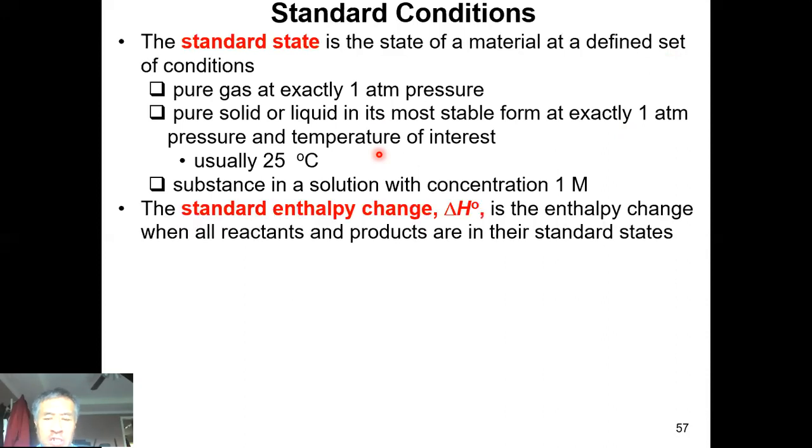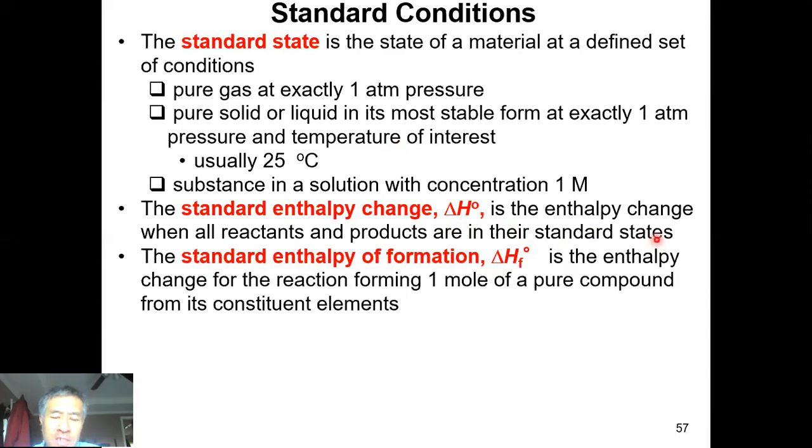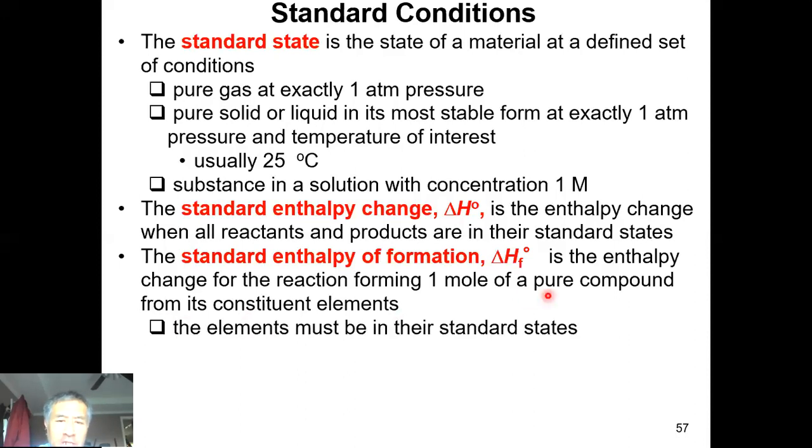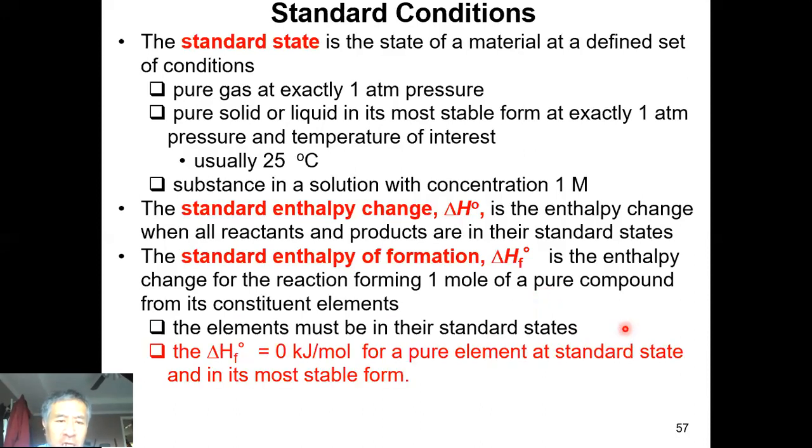The standard enthalpy change will be written as delta H naught, and is the enthalpy change when all reactants and products are in the standard state. There's another special enthalpy change, the standard enthalpy of formation, written as delta H naught F, which is the enthalpy change for the reaction forming one mole of a pure compound from its constituent elements. The elements must be in their standard state. So the delta H naught F equals 0 kJ per mole for a pure element at a standard state and in its most stable form.